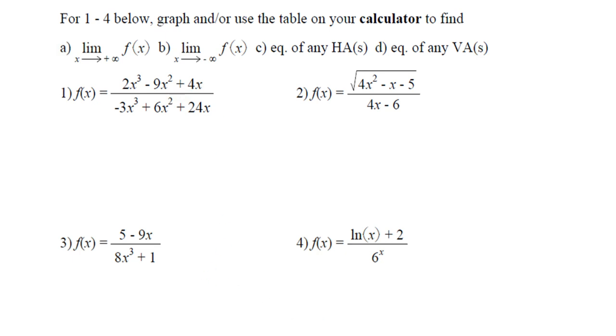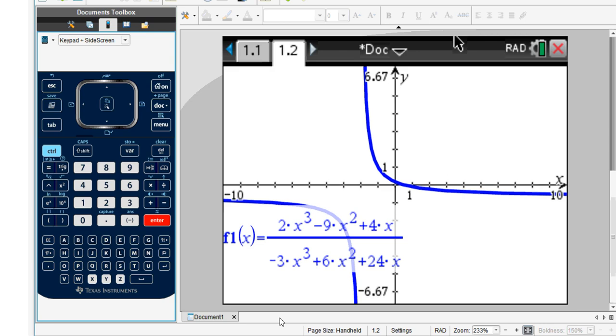So what I did is I previously graphed all these in the calculator, and this is number 1. We have 2x cubed minus 9x squared plus 4x over 3x cubed plus 6x squared plus 24x. It says it looks like we have a vertical asymptote here. It says use the table view. Well, we can use the table view. Control T, this is a TI Nspire CX calculator.